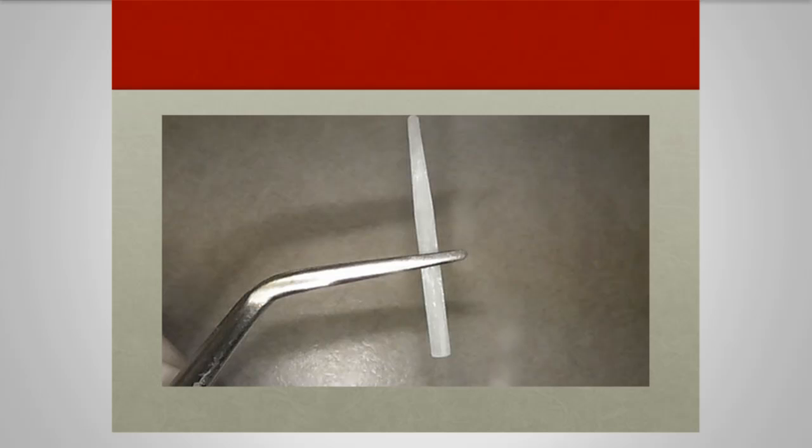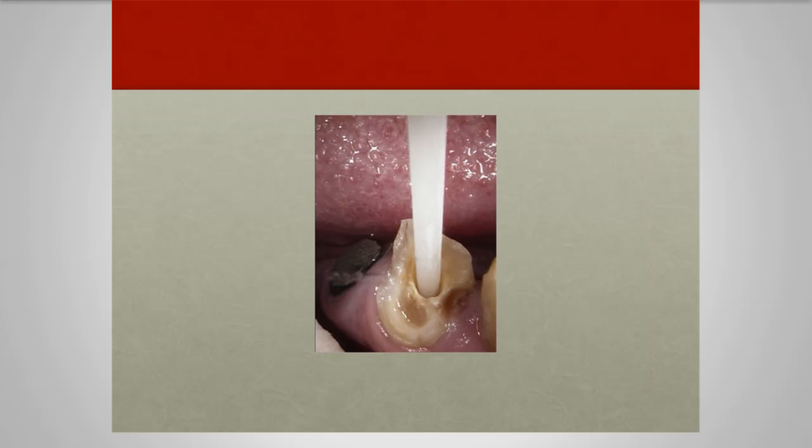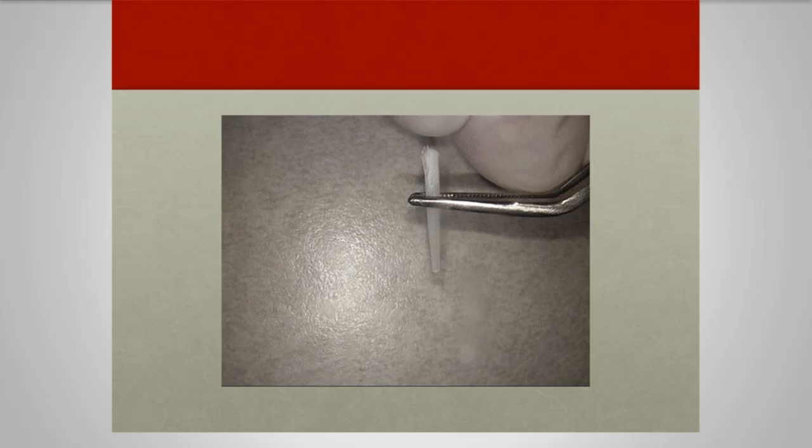Then I took the post and placed it into the canal, and then I marked it and determined where the height was that I wanted the post. You can mark it with a Sharpie, that's what I use. I just draw a little line with the Sharpie, take it out, and then I cut the post, and then we know where we're going with this.